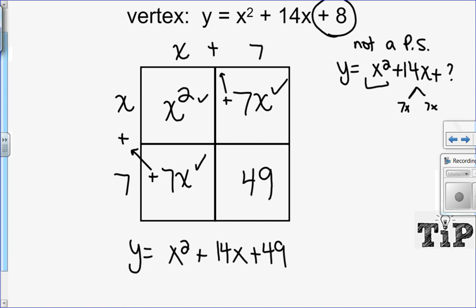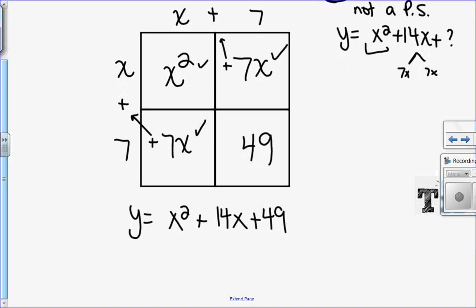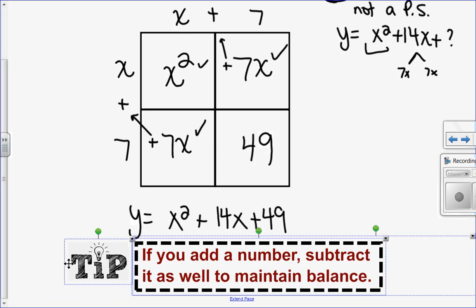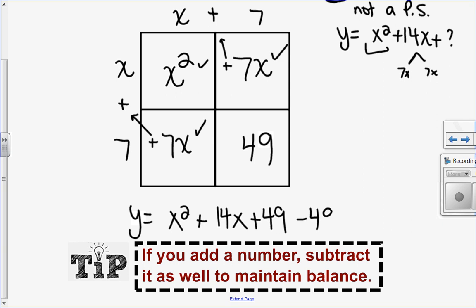But I can't just randomly add a number. I can't just add 49 because I've changed the value of the quadratic. So my tip here for you, if you add a number, subtract it as well to maintain balance. Here's what I mean. So if I add 49, I'm also going to subtract 49. Now that kind of seems bananas, right? Adding 49 and subtracting 49, that's just zero. I've just added zero to that expression.